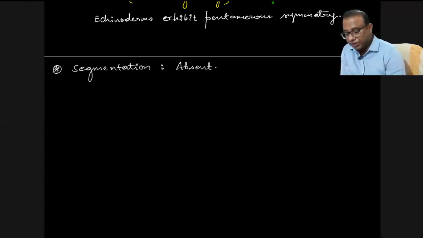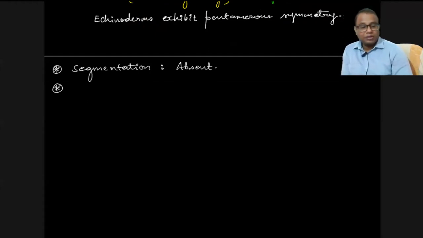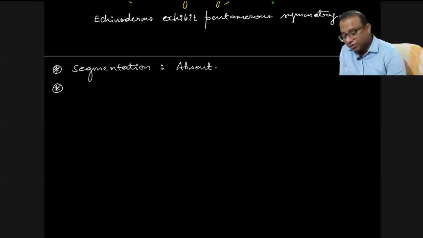Right. So the next feature is endoskeleton. Echinoderms have an endoskeleton derived from mesoderm, and it is in the form of bony plates, which are present under the skin in a layer called dermis. So this is the next feature of Echinodermata. So it has an endoskeleton, derived from which germ layer? Mesoderm.